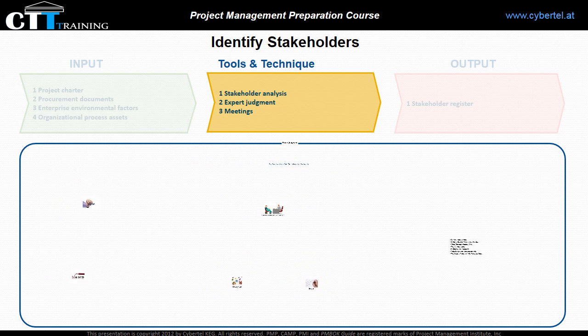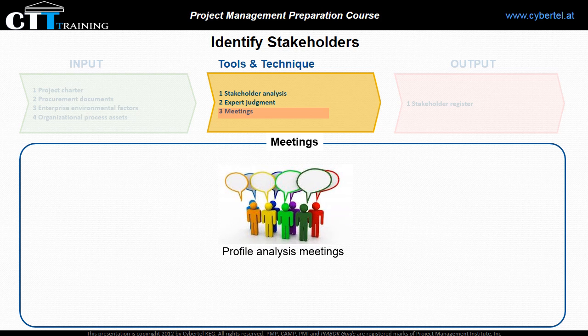The third tool and technique in the identifying stakeholders process is meetings. This is all about organizing meetings focused on understanding of major project stakeholders. For example, profile analysis meetings for exchanging and analyzing information about roles, interests, and the knowledge of each stakeholder.